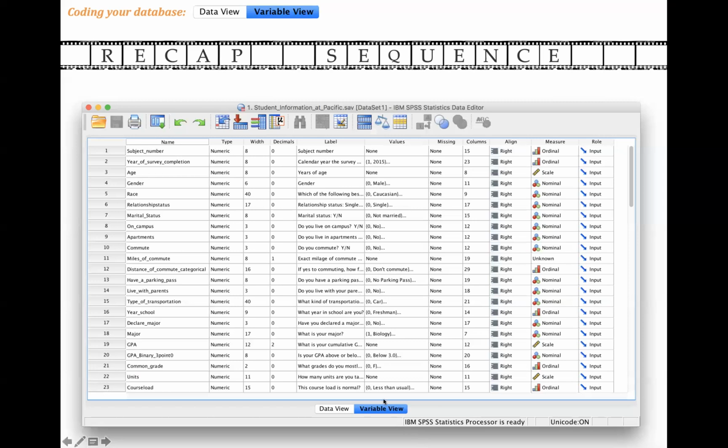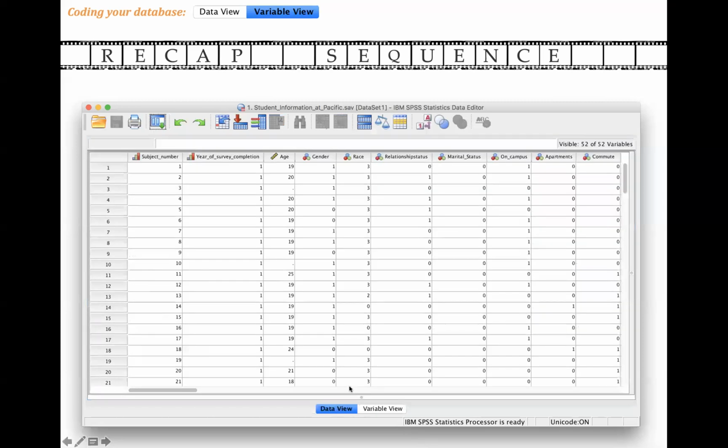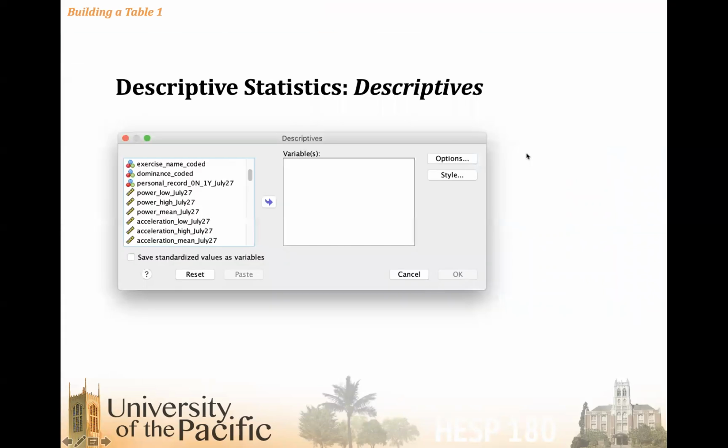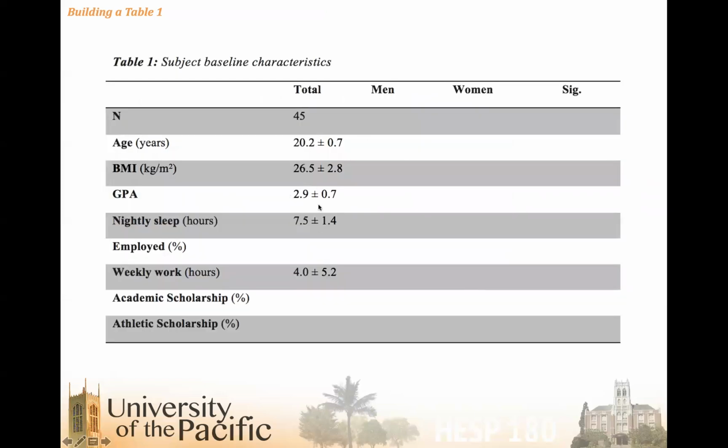Just remember, in SPSS, there's variable view, there's data view. Data has all the data in it, right? And frequencies and descriptives, right? Descriptive statistics, frequencies, descriptives, that's how you're going to get the means and standard deviations. Drag all those over, hit OK, right? So there's your descriptives.